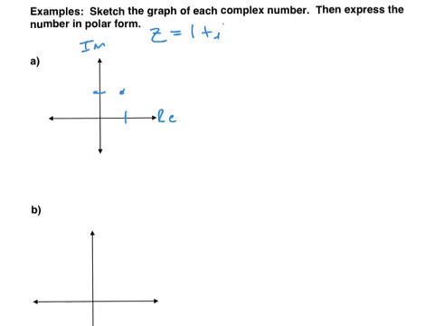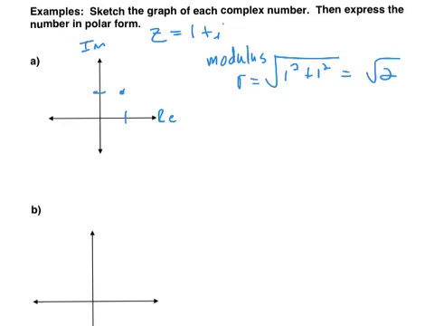And what we want to do is convert that. We want to find the modulus, and we want to find the argument. So the modulus, r, is going to be the square root of those two coefficients, 1 squared plus 1 squared. The modulus ends up being radical 2.